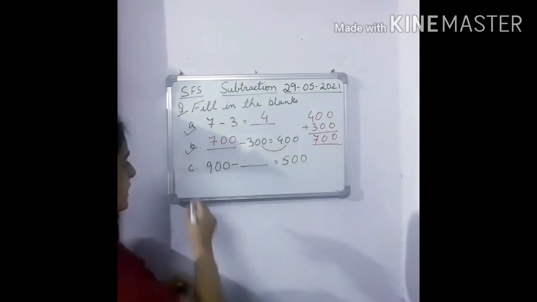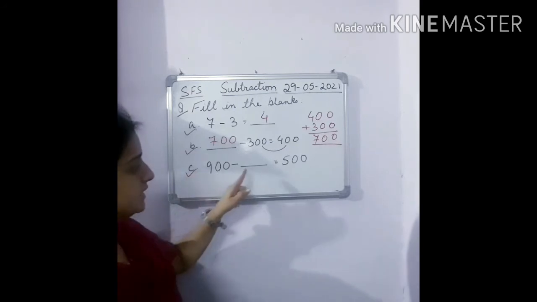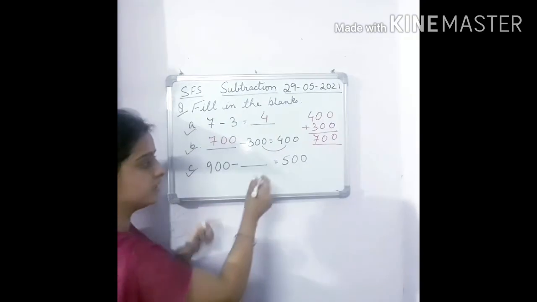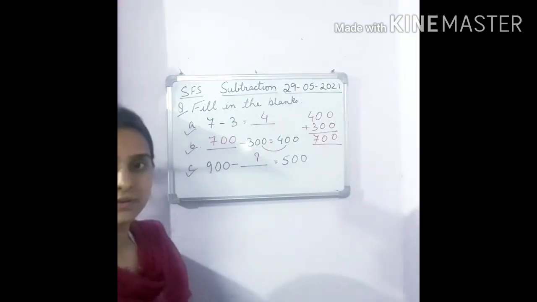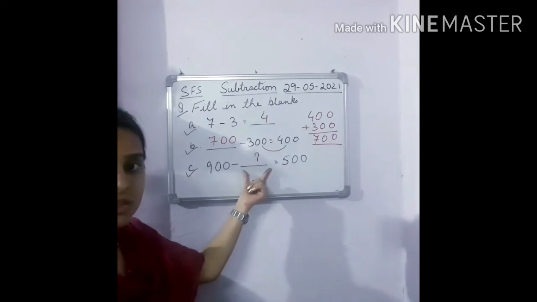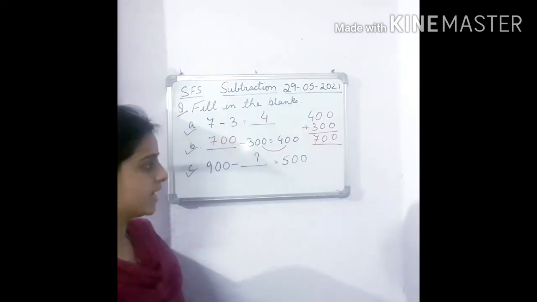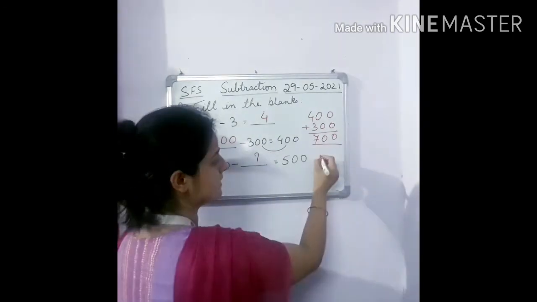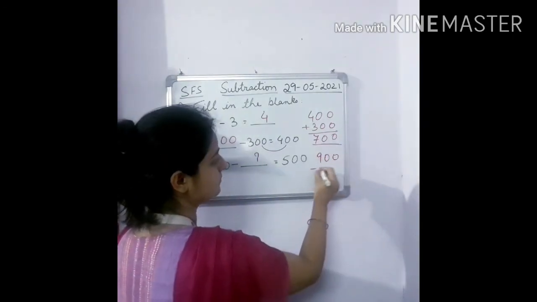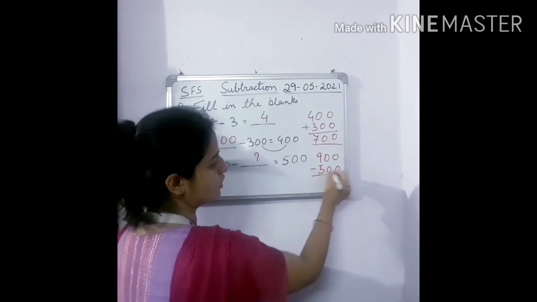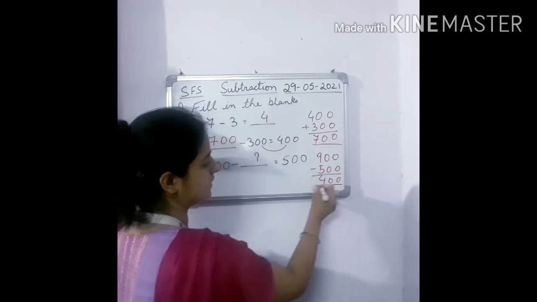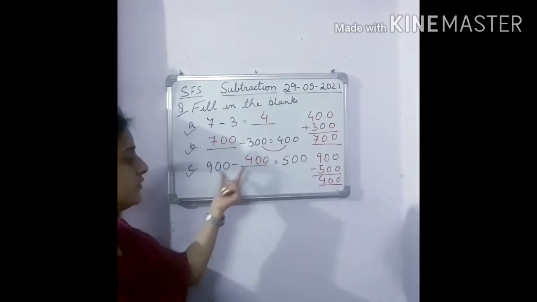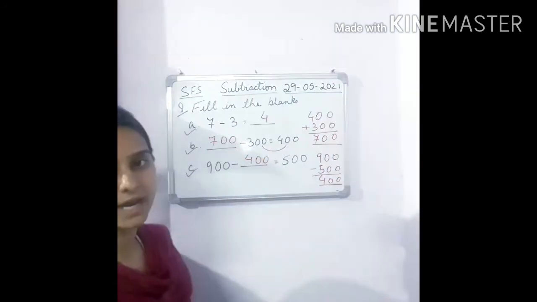Okay? The next one is 900 minus dash is equal to 500. So the bigger number is given here, children. The smaller number we require, right? To find the smaller number, children, what are we going to do? Subtraction. So bigger minus smaller. That is 900 minus 500. So what are you getting here? 400. That means, children, what will come here? 400. 900 minus 400 gives us 500.